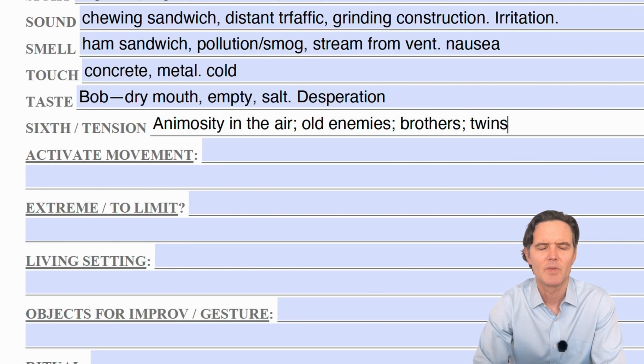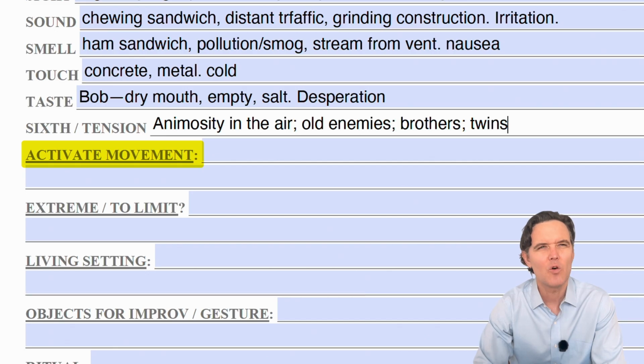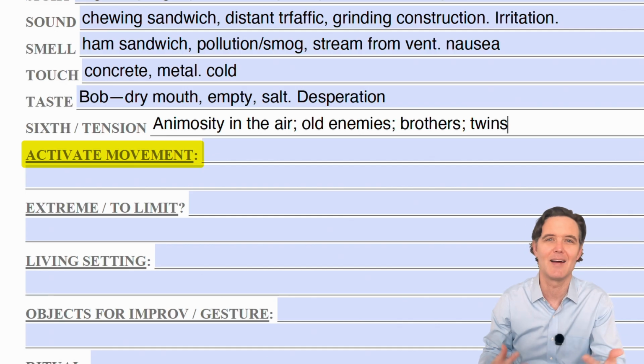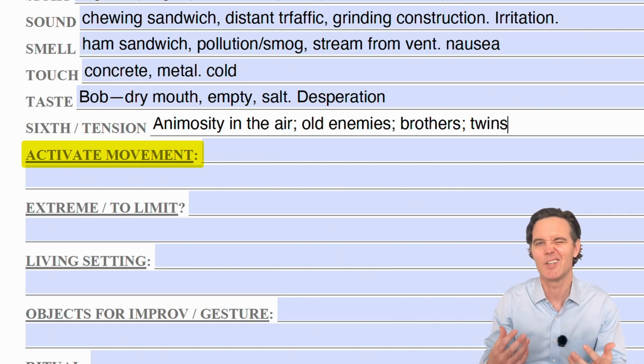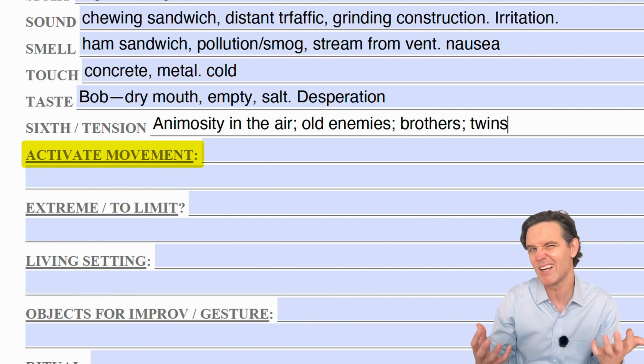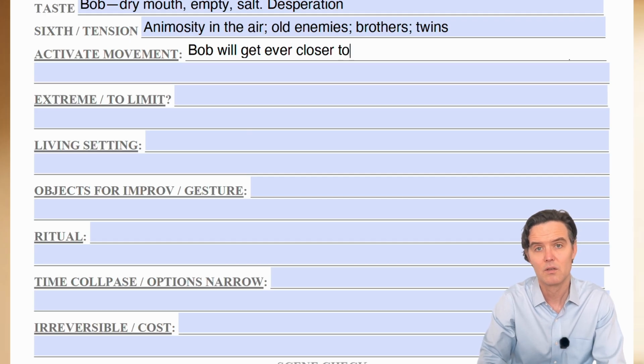Okay, so the next category is activate movement. What does that mean? Well, you don't want people, places, things in your scene to remain static. Remember, when you're writing a story, things should be moving through time and space. I think it's easy to forget that. So you want to ask yourself first, what's moving in this scene? So Bob will get ever closer to Bill.